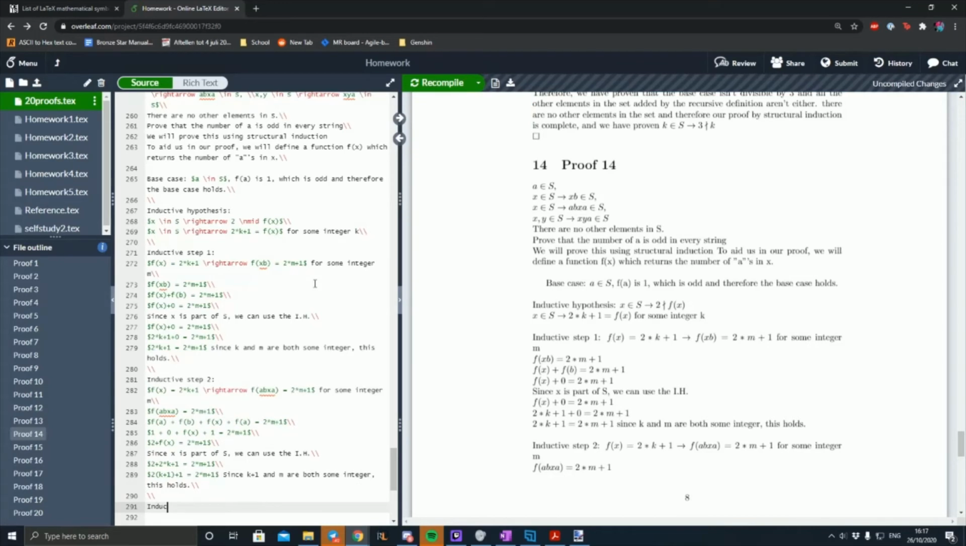And then we have inductive step 3. Boy oh boy.